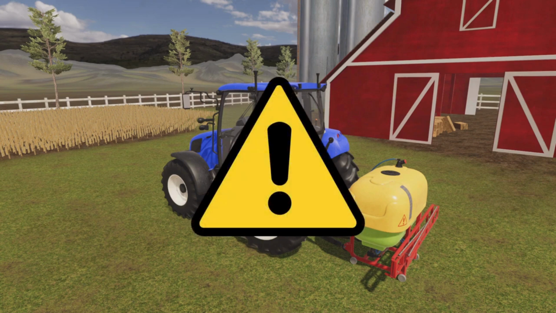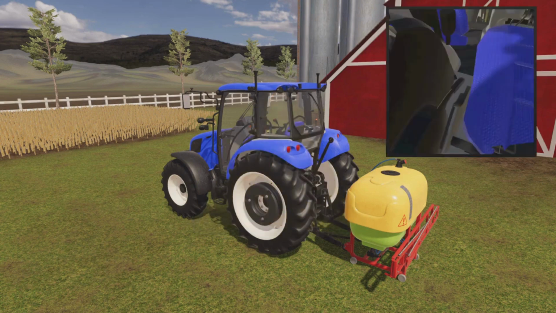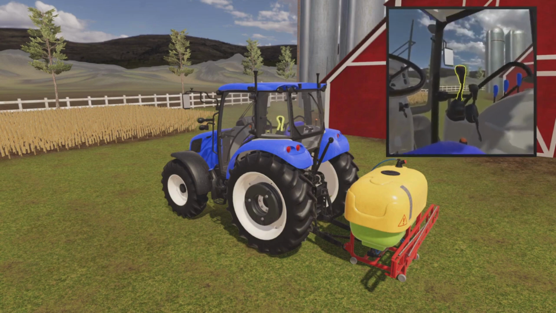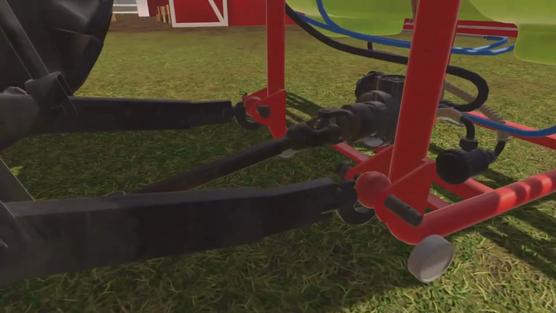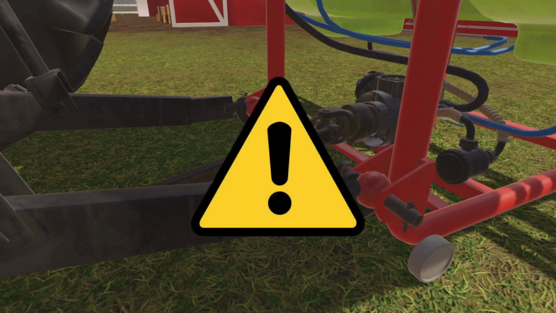Caution. Ensure no person or animal is between the tractor and the sprayer during alignment. Before connecting the sprayer to the tractor, engage the tractor's handbrake and put the gear in neutral. Attach the 2 lower linkage arms of the tractor to the lower connection points of the sprayer. Then, securely lock both linkage arms with pins and clips.